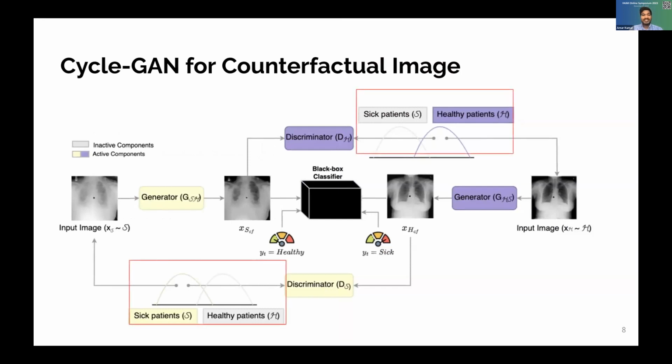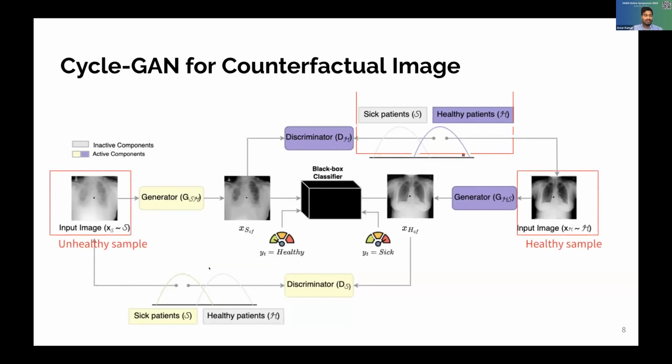In terms of the network architecture that we use in order to explain and debias, we use a standard CycleGAN, which tries to separate the distributions of sick and healthy patients, as shown in the red squares over here. Those are the distributions of healthy and sick patients. And the way a CycleGAN is usually trained is you have input images sampled from each of these distributions, as shown over here. So you have an unhealthy sample and a healthy sample taken at the same time.